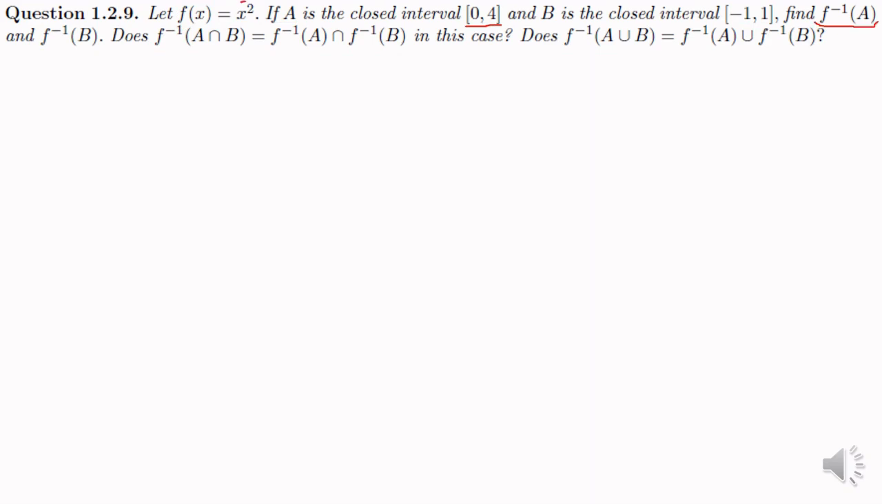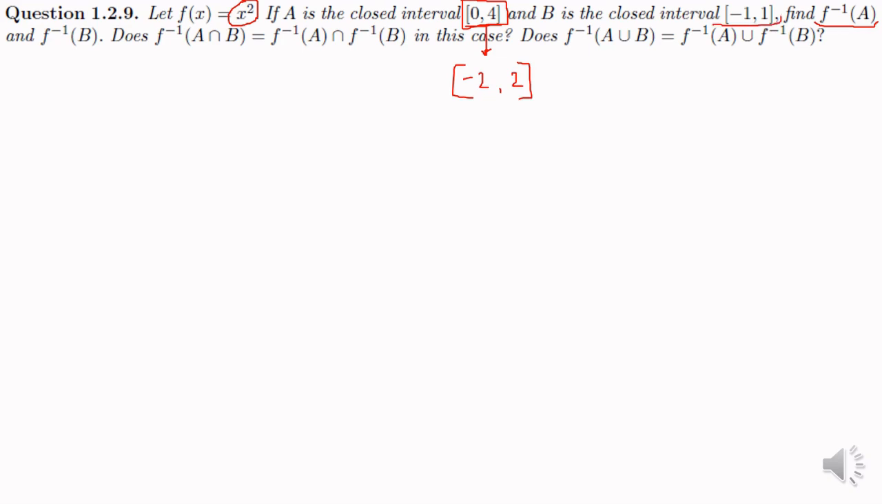So as the function is f(x) = x², f⁻¹(A) means the set of all real numbers whose square lies in the closed interval [0, 4]. That means whose square lies between 0 and 4. So the real numbers whose square lies between 0 and 4 are the real numbers from -2 to 2. That means the closed interval [-2, 2].